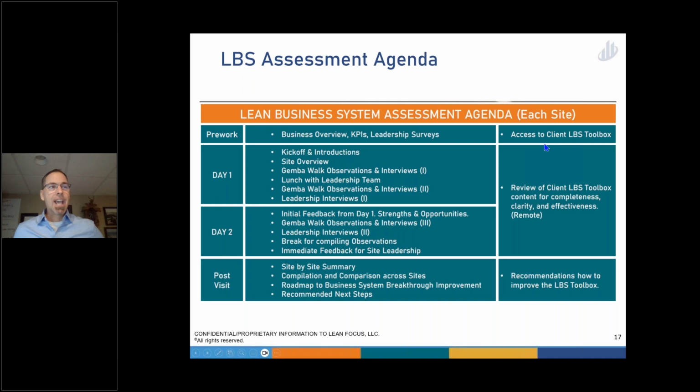And then looking at the toolbox assessment, we covered most of this, but really just getting access to all the materials that are used, the training materials, the facilitation materials, the templates, all those things, getting access to that. We have a process to review that for completeness, clarity, and effectiveness, and allows us to make some recommendations on what to do with the toolbox.